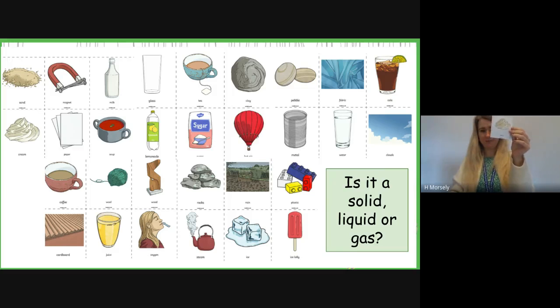Cream, where did you put cream? So cream's quite a tricky one, but I put cream as a liquid because cream can be poured. And even when you've got the cream that comes in the tin that you squirt, it's still a liquid. And lemonade, it's quite an easy one. That is a liquid. Okay, well done for sorting all those out.